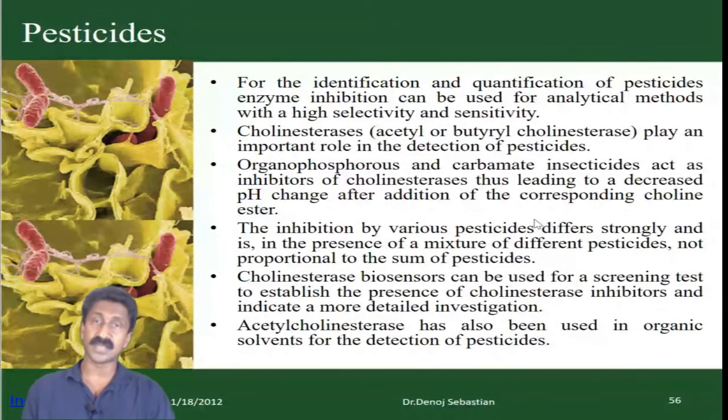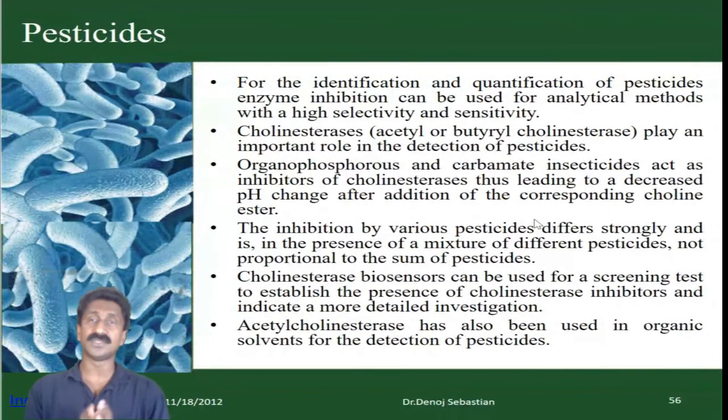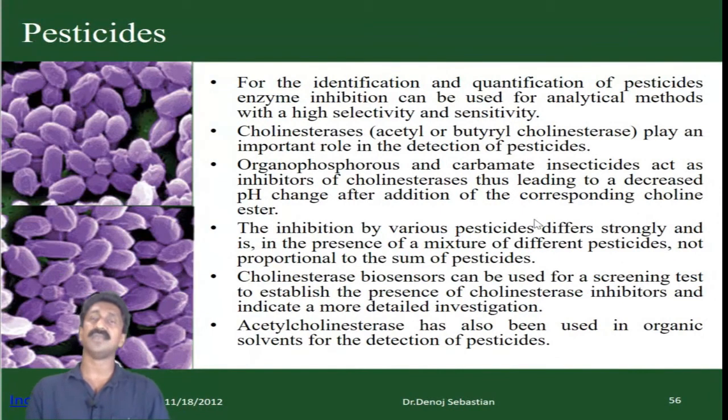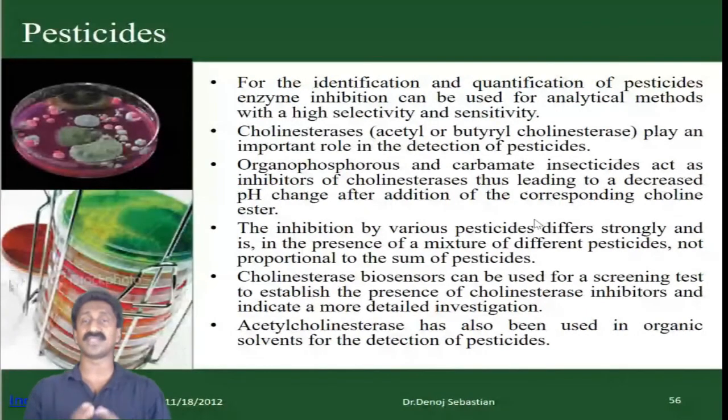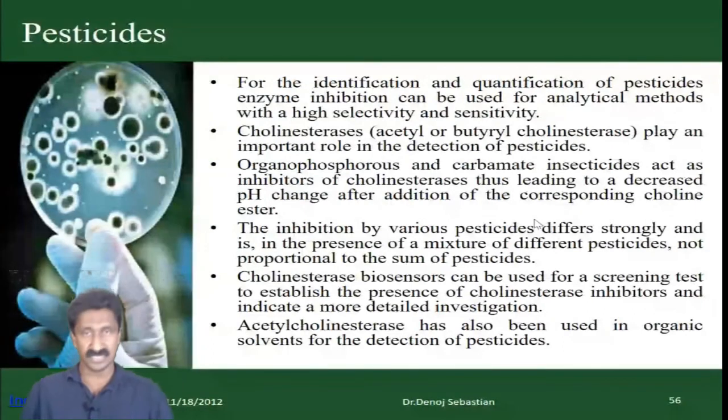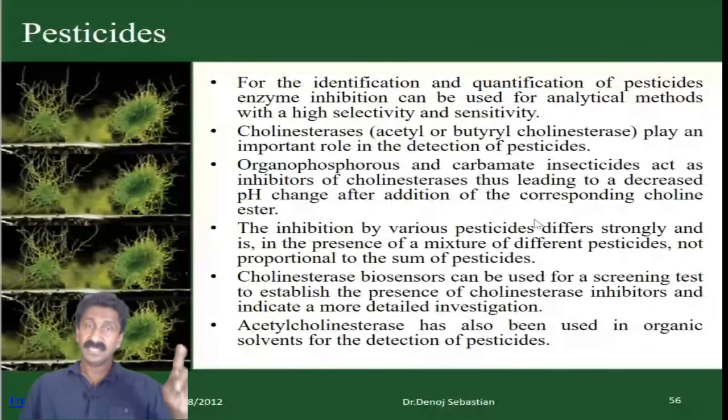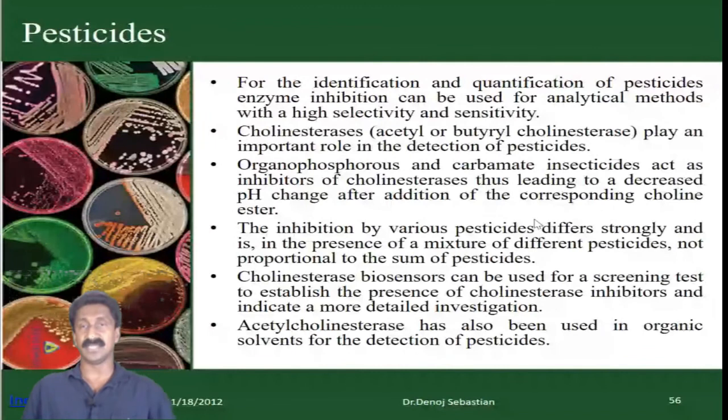Cholinesterase biosensors can be used for a screening test to establish the presence of cholinesterase inhibitors and indicate that a more detailed investigation is needed. So what we can conclude is that the sample contains cholinesterase inhibitors like organophosphorus or carbamate insecticides, so the sample needs to be investigated thoroughly, in detail. That is the only outcome that we can achieve.